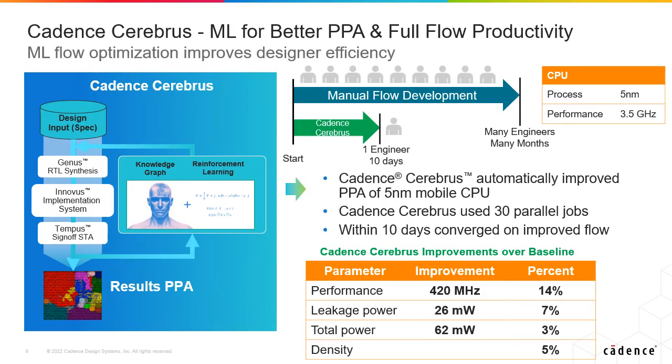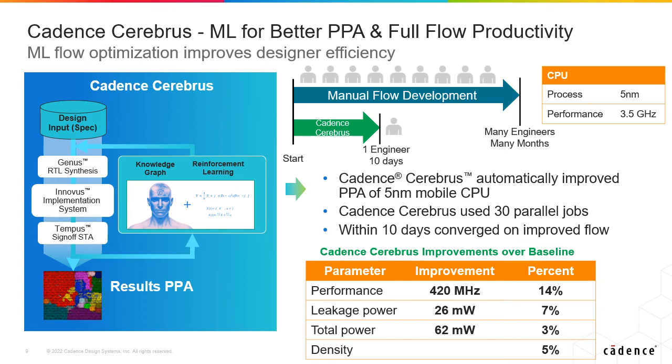Now that we have gone through how Cerebrus works, let's look at some of the results. This is a typical 5 nanometer high performance mobile 3.5 GHz CPU design. The designer used Cerebrus to automatically optimize the implementation flow to improve both power and performance. You can clearly see that the results are quite significant, with a 420 MHz improvement in performance and also a good power reduction at the same time.